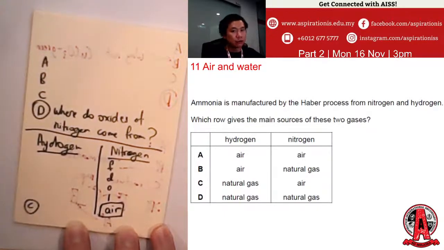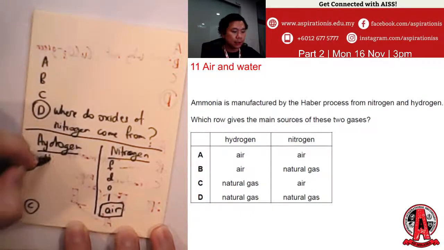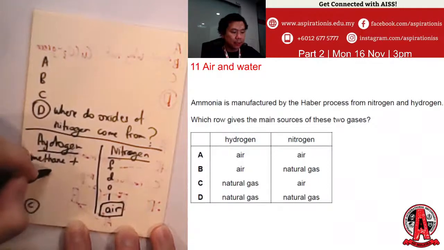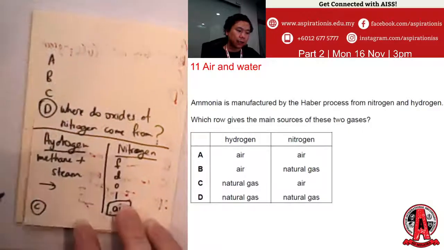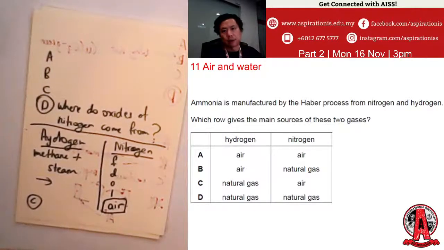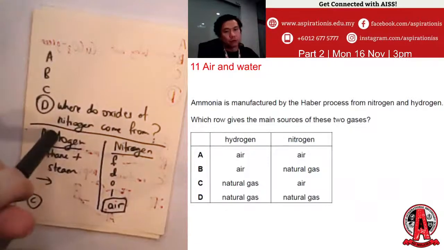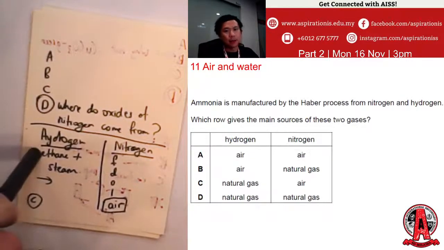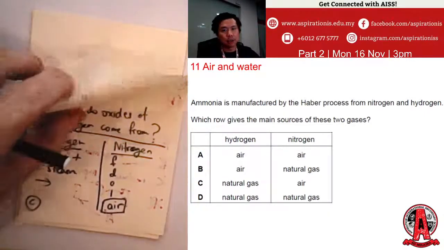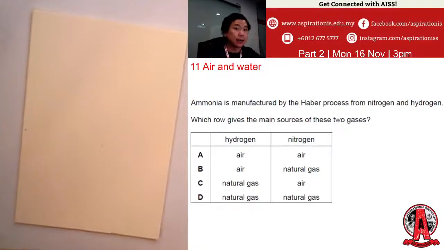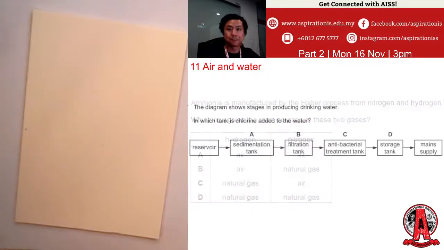It comes from reacting methane. I hope you know that methane is the main component of natural gas. So methane plus steam will produce your hydrogen and your carbon dioxide. So to get hydrogen, you react methane with steam, and nitrogen comes from the fractional distillation of liquid air. Well done, guys. The answer is indeed C.